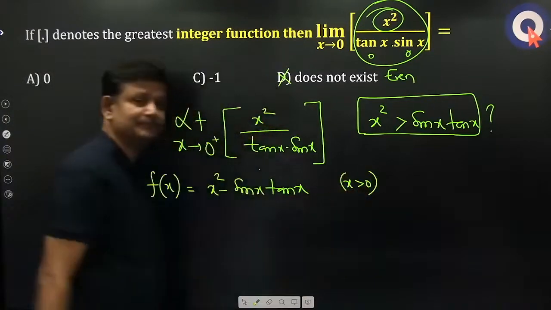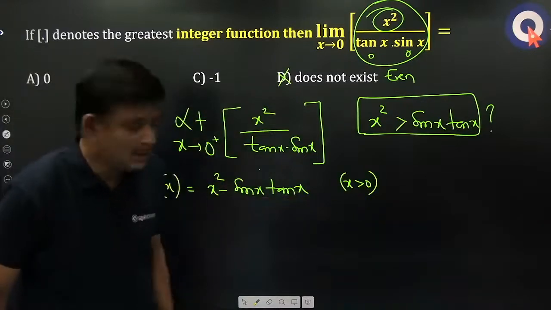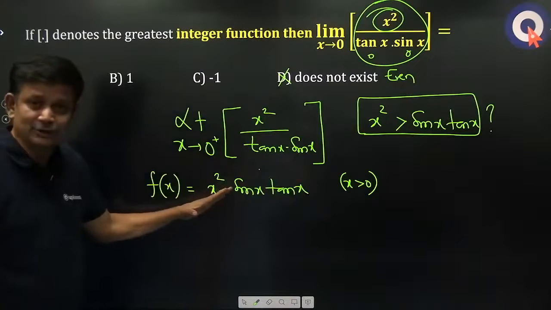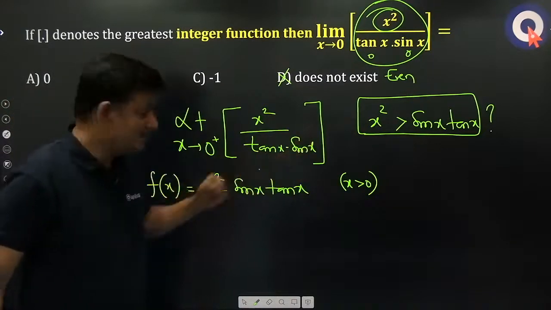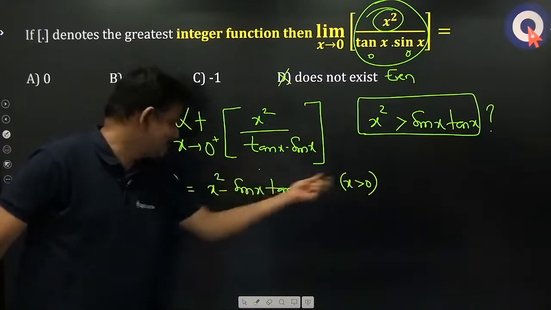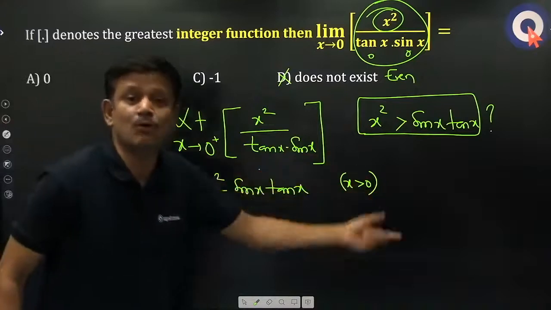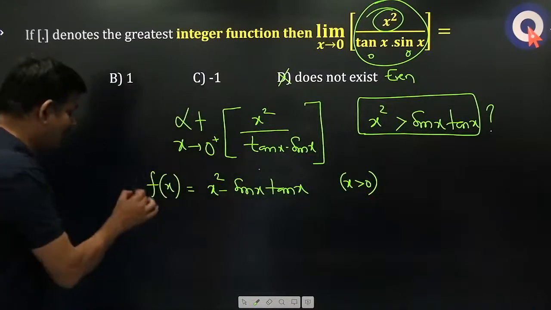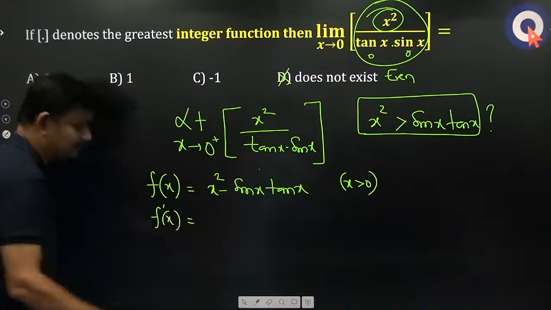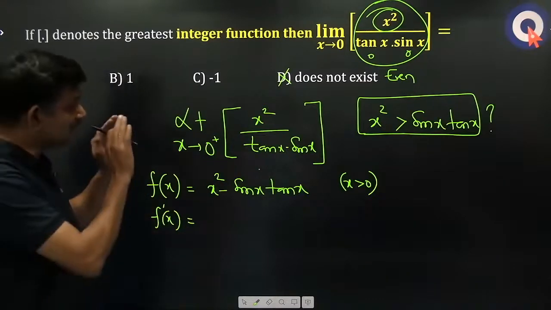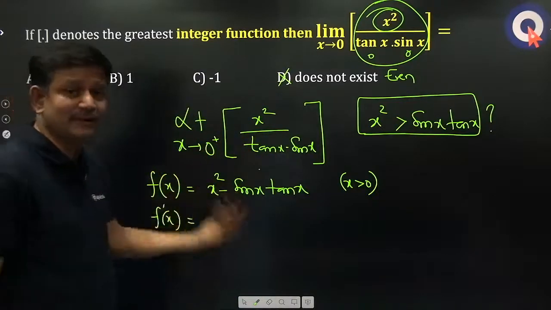At 0, f of 0 is 0. If you identify this function to be an increasing function, that means from 0 it increases, then for x greater than 0, f of x would be positive. That means x square will be more than sin x tan x. So, how to understand monotonicity? Find out f dash x. I will come to the simplest of all the solutions, but after analyzing in various different ways.